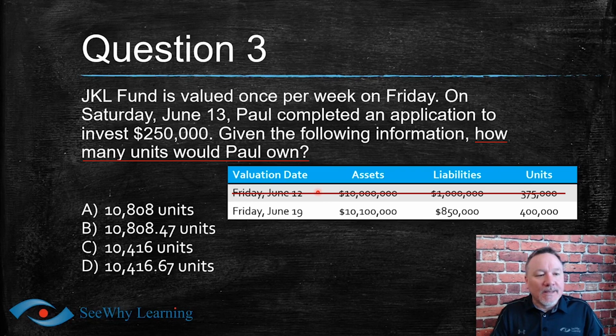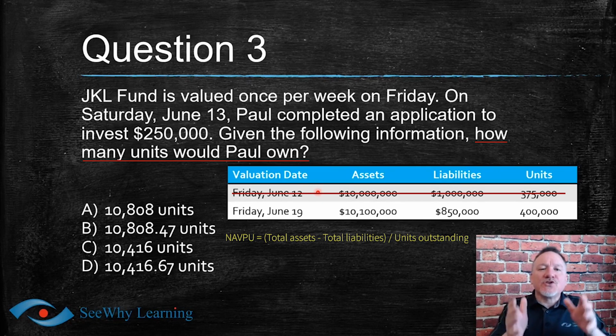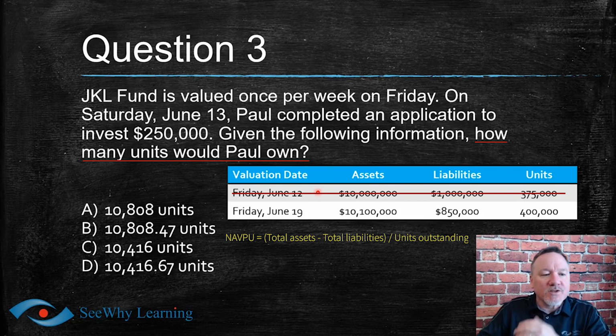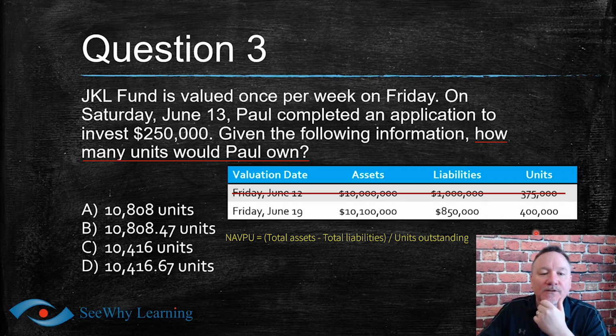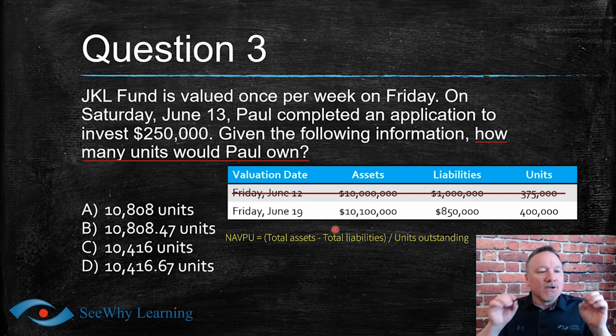Now, to calculate the NAVPU, you saw us do this on question number 1 just a few minutes ago. We're going to take the fund assets. We're going to subtract the fund liabilities. We're going to take that result, and we're simply going to divide it by the outstanding number of units to figure out what the NAVPU is. Do I have that on the screen? I don't have that on the screen. That's fine.